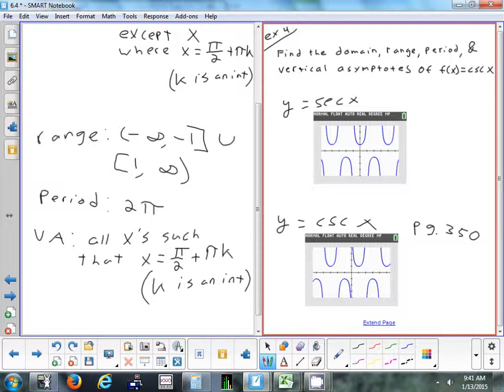Yeah? So what were the things that were different from secant and cosecant? So period is the same, range is the same. It's just your vertical asymptotes and your domain. So your vertical asymptotes here are all integer multiples of pi. Pi k, where k is an integer. And your domain is all real numbers except the vertical asymptotes, or except all numbers of the form pi times k. Remember, k has to be an integer. K can't be 3.2. K can be 7, can be 10, 106. It's got to be an integer.